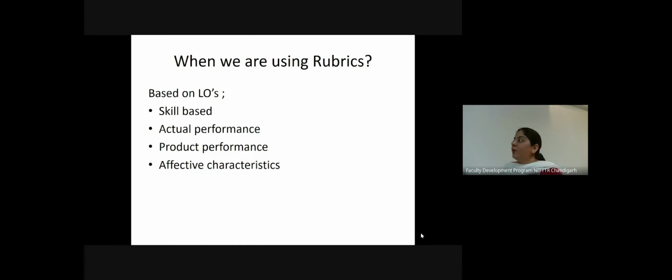So किस basis पे होगा? It is based on the learning outcome. Learning outcome can be skill based, it can be on the actual performance of the student, it can be on the basis of the product, it can be on the basis of the, जैसे मैम ने बोला formative है कि नहीं, emotions को control कर पाता है कि नहीं, how the student is responding to the different questions. तो वो सारे characteristics क्या है आपकी? Affective characteristic, how the student needs to respond और to react.